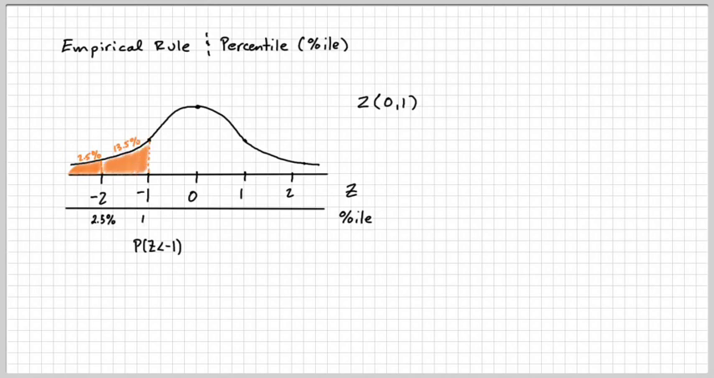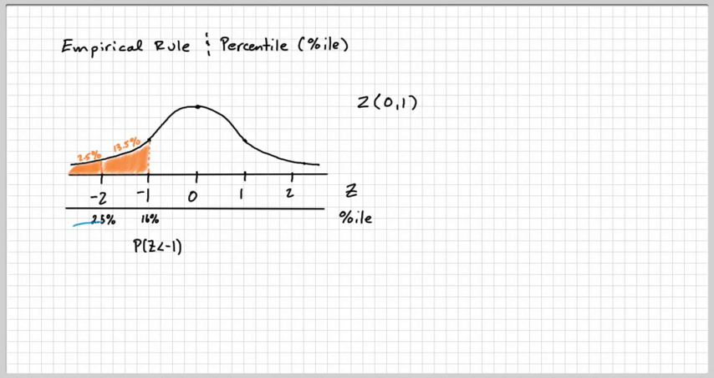Let's shade more. Another 13.5%. From here to here is 13.5%. That's part of that empirical rule. Well, not quite. The empirical rule is different, but it's the same concept. Here, if we say what's the probability that z is less than negative 1, well, that means we're going to be shading everything from negative 1 all the way to negative infinity. That is going to be 16%, and that's what the 16% is.